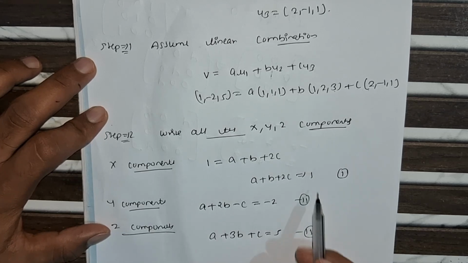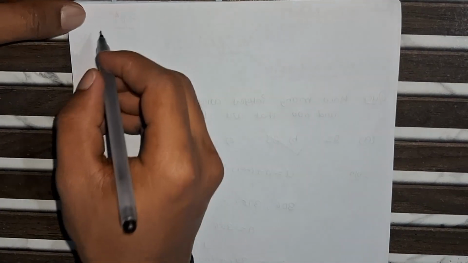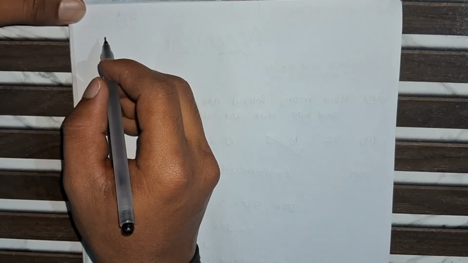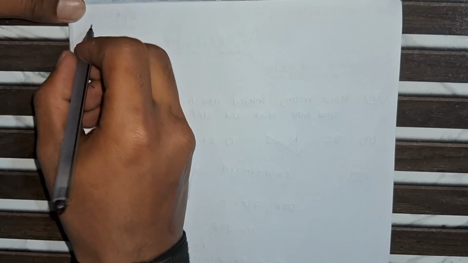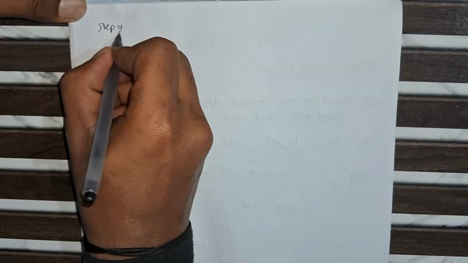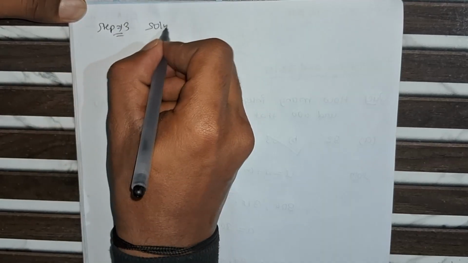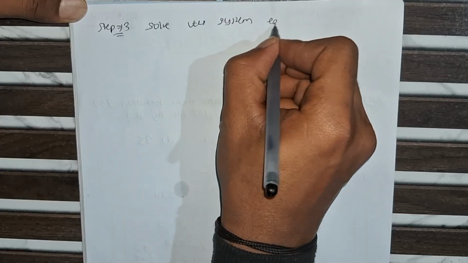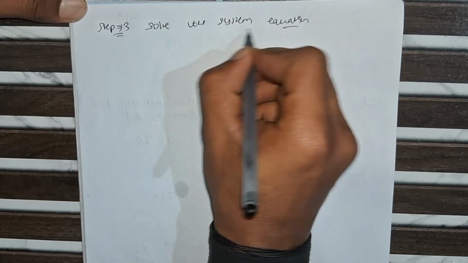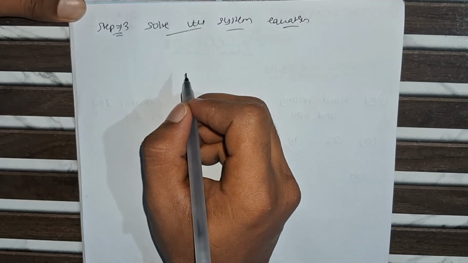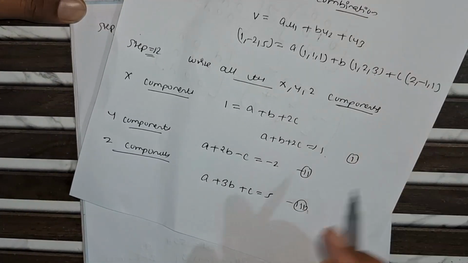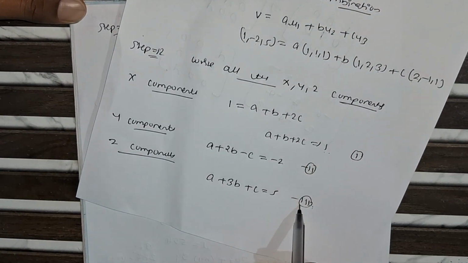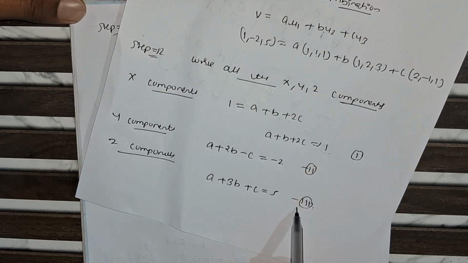So now solve the given equations. Our step 3 is solve the system of equations given here. So how can we solve? First we subtract equation 1 from equation 3. This is our first equation and this is our third equation. So subtract 1 from 3.